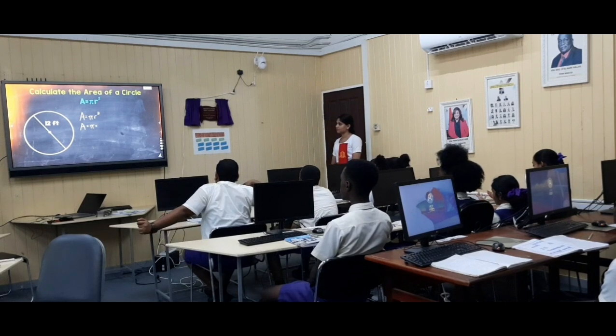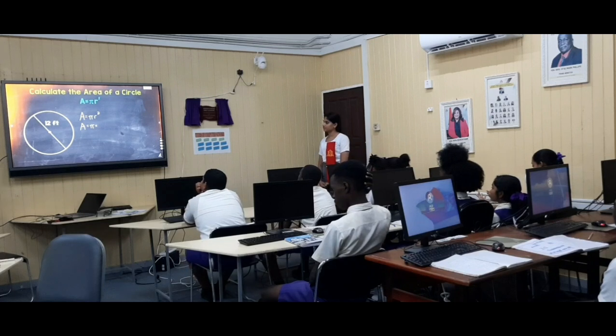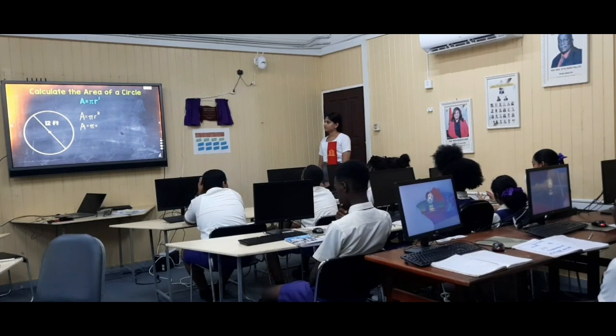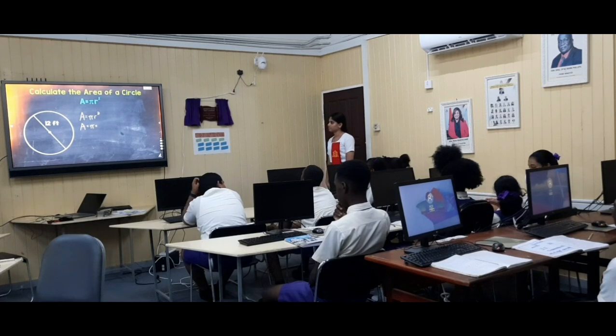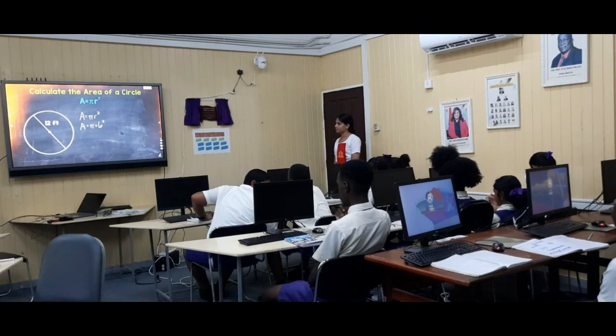Now we are given the diameter, so we need to divide that diameter by 2 to get the radius, because remember, the radius is half of the diameter. 12 divided by 2 gives us a radius of 6 feet. Let's plug that in, and that's going to give us 6 squared.